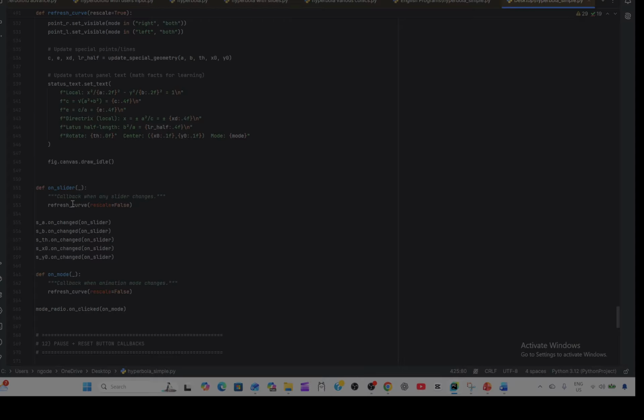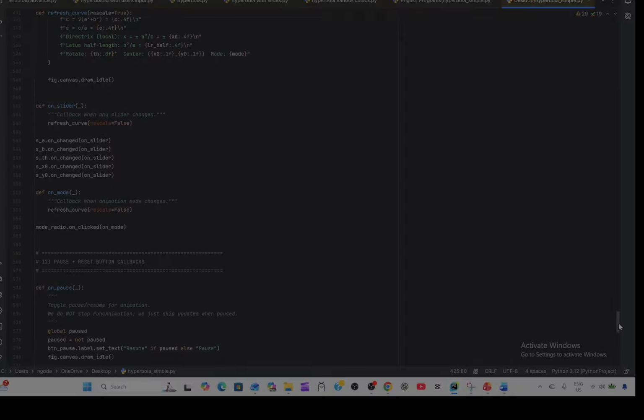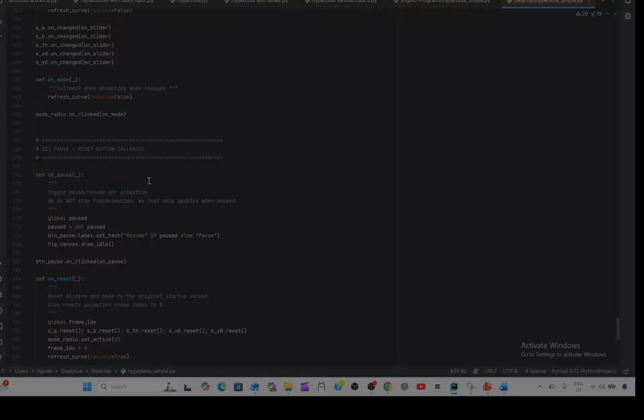They're going to refresh the curve. We call back when any slide changes. That's the function on slide. It's on mode. You call back with animation mode change, you refresh or whatever. You will rescale it, model radio on click. You remember the pause button and reset button, how they work.